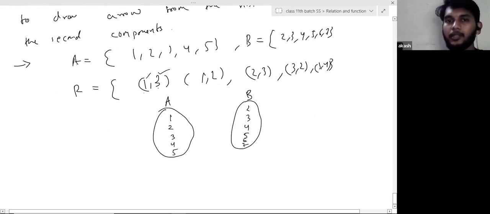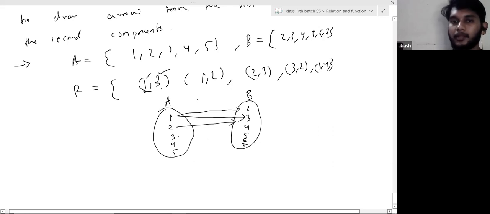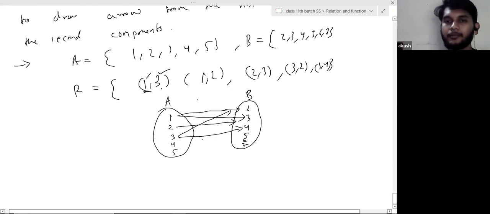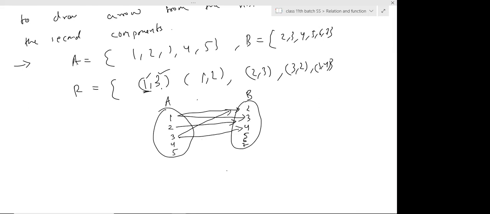So (1, 3): 1 is connected to 3, so one arrow will be connected from 1 to 3. All right, 1 and 2, so one arrow will be connected from 1 to 2. 2 and 3, so one arrow will move from 2 to 3. 3 and 2, so 3 will be connected with 2. And 3 and 4, so one arrow will move from 3 to 4, and the rest will be as it is. Is this clear enough, Fahad? Yes, sir.